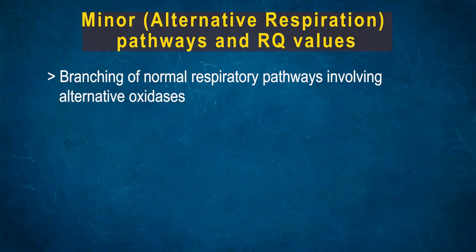The minor pathways. All those are the major pathways, but there are some branchings of the normal respiratory pathway where the alternative oxidases are utilized. You will get to know about their mechanism as well as reactions.